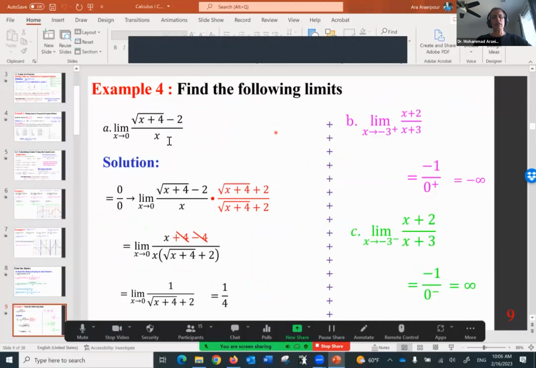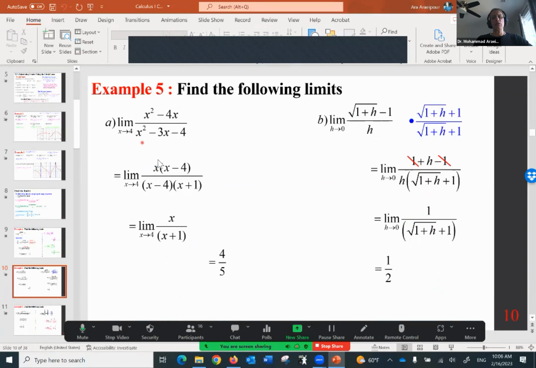In part A, it's 0 over 0, and the technique is the conjugate of the numerator. You multiply and divide by the conjugate of the numerator, and it gives you an answer. In both cases B and C, the numerator is -1 and the denominator is 0. However, the one-sided limit gives us, in the first case, 0 from the right, and negative over positive ends up being negative, which means negative infinity. In this case, negative over negative results in positive infinity.